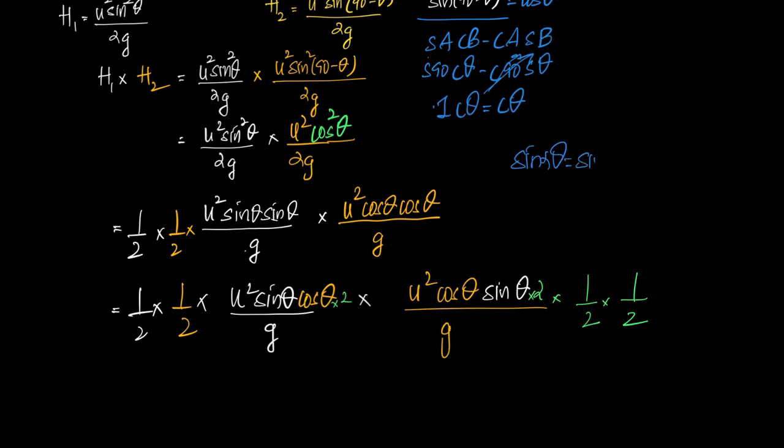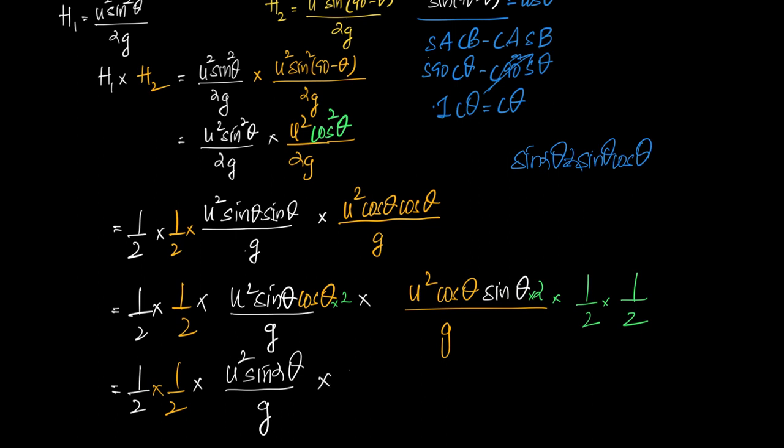Okay. Now, what is sine 2 theta equal to? Sine 2 theta is equal to 2 sine theta cos theta. In which case, this is equal to half into 1 by 2 into u square sine 2 theta by g into u square sine 2 theta by g, right?